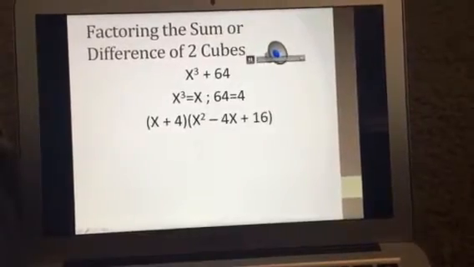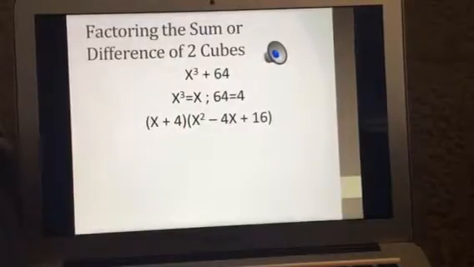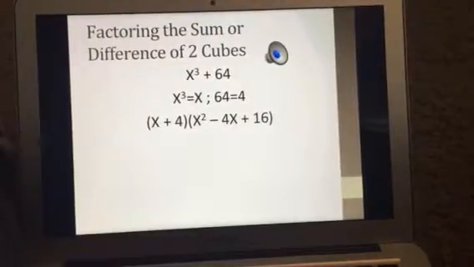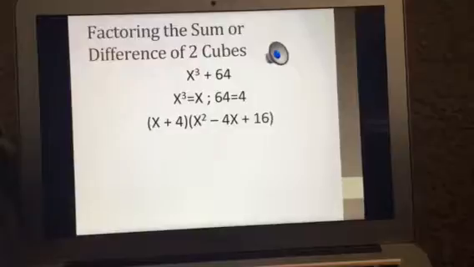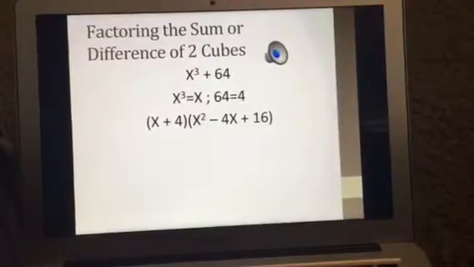You can tell since it's positive, you want to use the sum equation, so that's a plus b, and then in another parentheses a squared minus ab plus b squared. So you want to take the cube root of x cubed, which is x, and then the cube root of 64, which is 4, and just plug it into the equation. So you get x plus 4, and another parentheses x squared minus 4x plus 16.